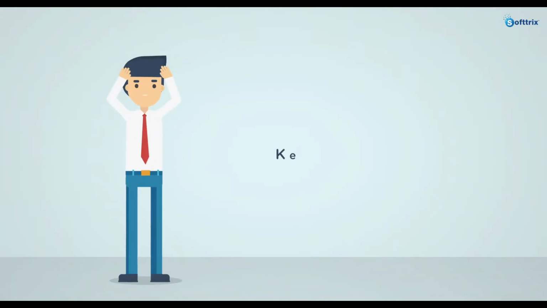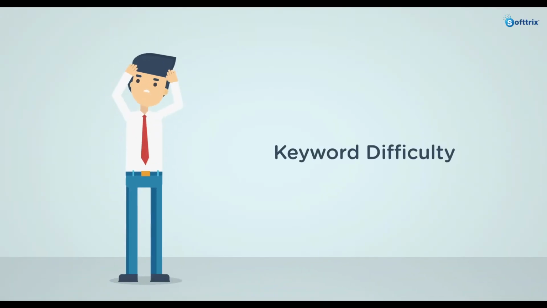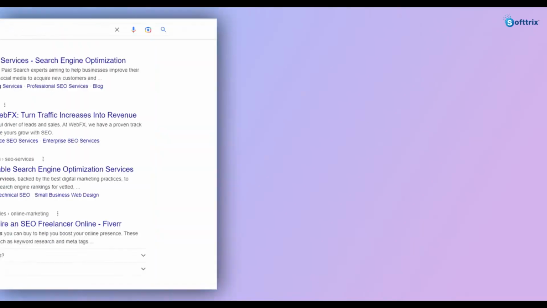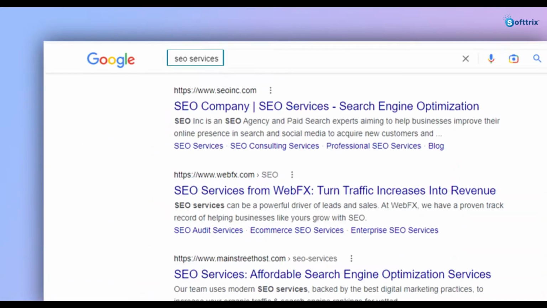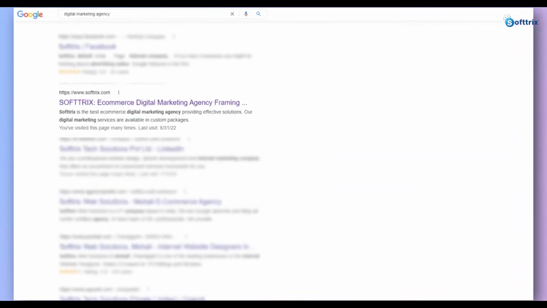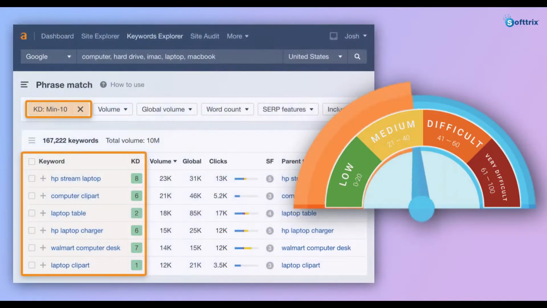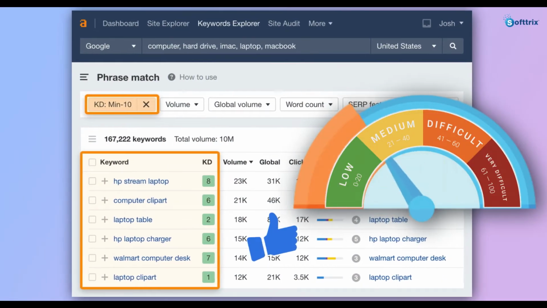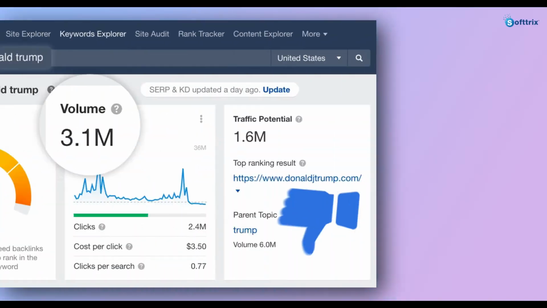Now, why as a digital marketer should you worry about keyword difficulty? This is because it helps you to assess your chances of ranking a particular key phrase and the effort it's going to take you to rank it on the top of Google. A keyword with low difficulty would be easier to rank than a keyword with more difficulty.